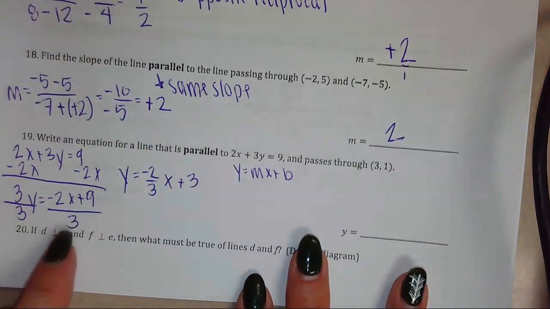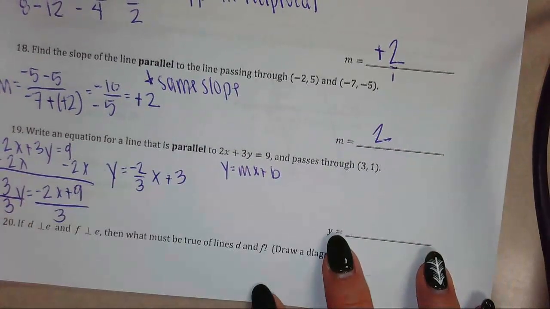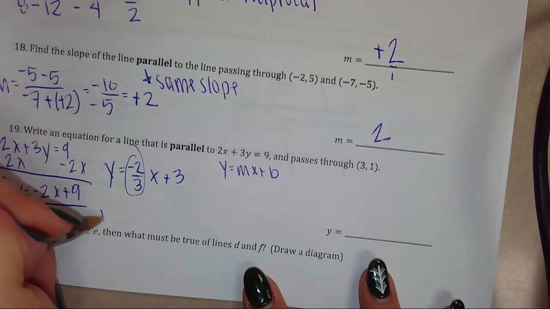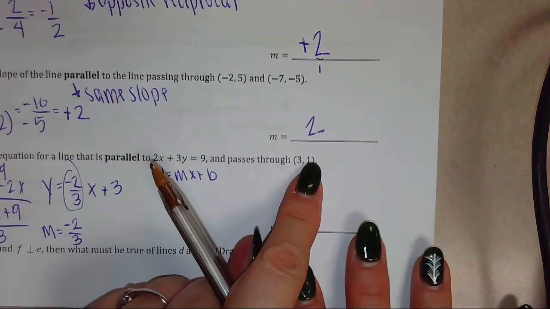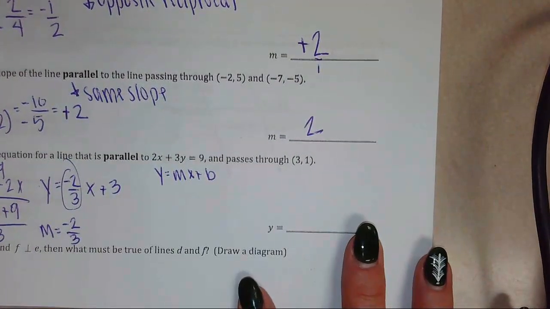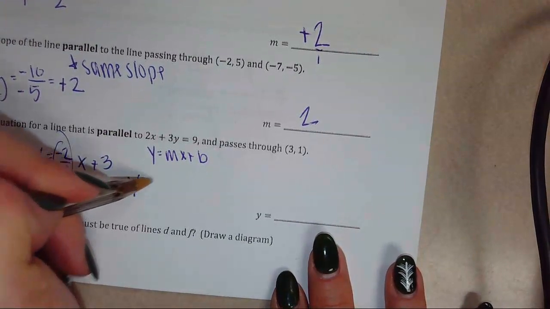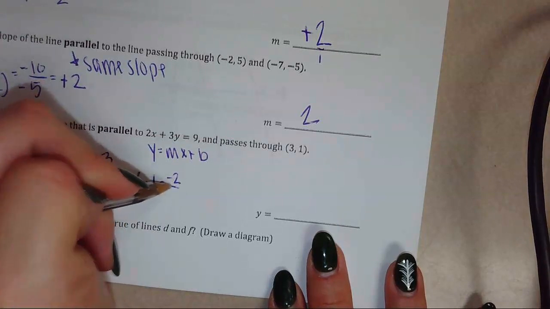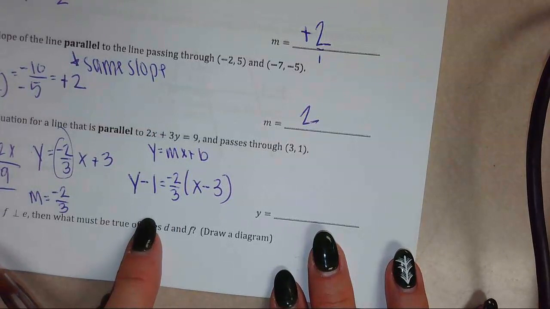Plus 3. 9 divided by 3. Okay, so it's parallel. That means my slope is going to stay the same. So I now know my slope is going to be negative 2 over 3. And I'm going to use this point and plug it into point slope. So I'm going to do y minus 1 equals my slope, negative 2 over 3, x minus 3.